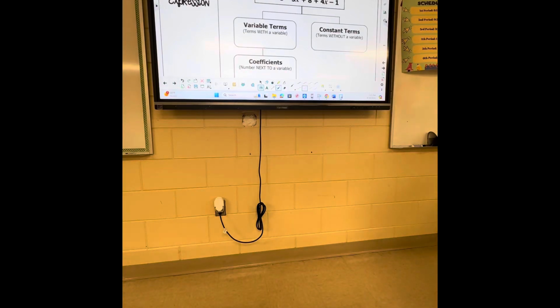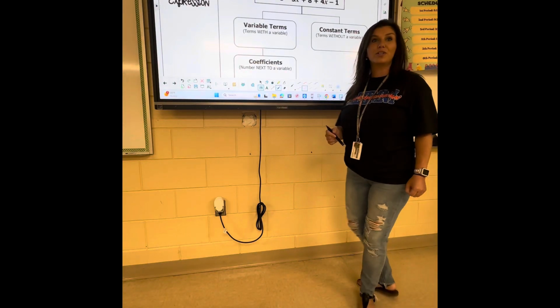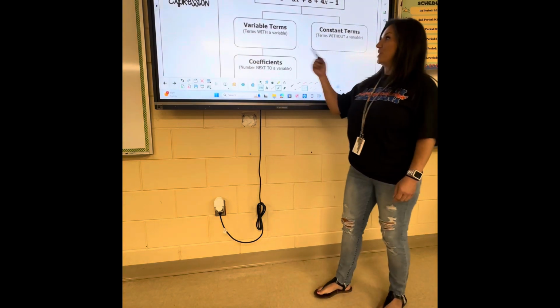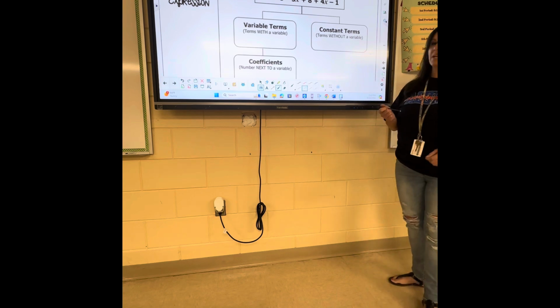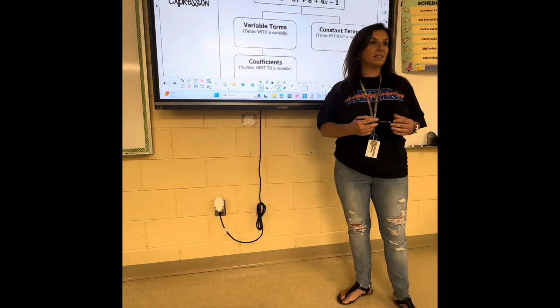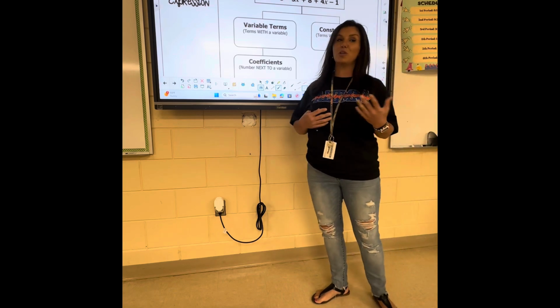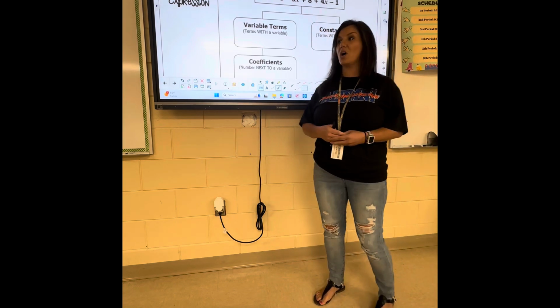All right, now that you are finished with our bell ringer, let's turn to page 7 in your packets. And on page 7, it's going to look like this. And so today's lesson is about combining like terms. We're going to look at different types of terms, what terms are, what coefficients are, what constants are.